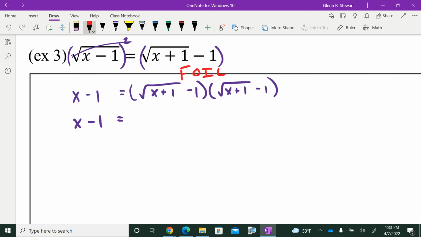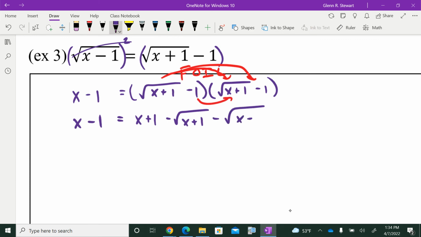So when we're doing this and we FOIL, the first part is going to be the square root times its square root. So we'll be left with x plus 1 because those will cancel out. Next up, we take the square root of x plus 1 times negative 1, so that'll be negative square root of x plus 1. Negative 1 times that on the inside, so negative square root of x plus 1. And then on the outside, negative 1 times negative 1 becomes positive 1.